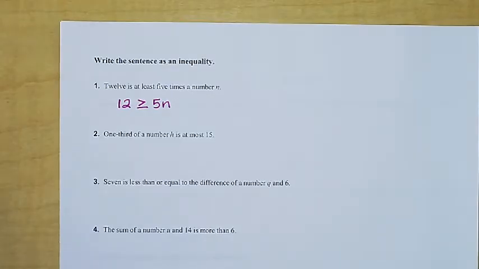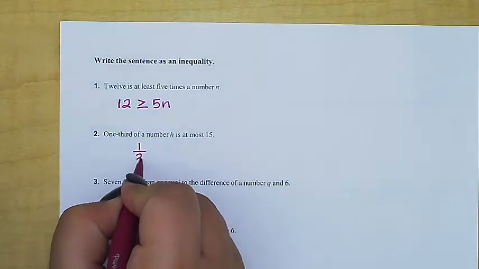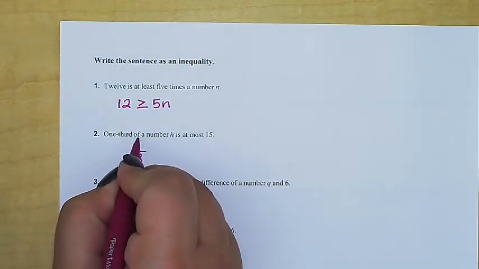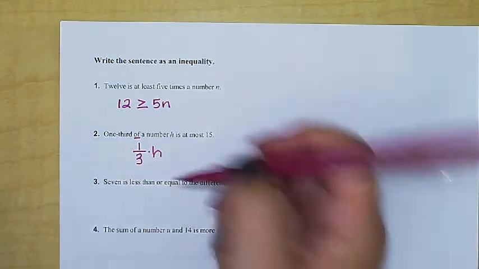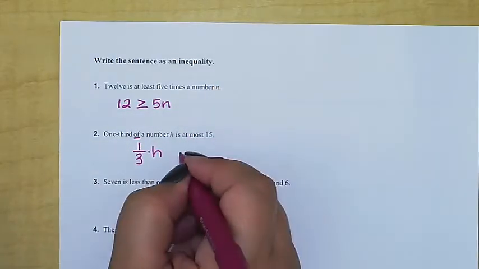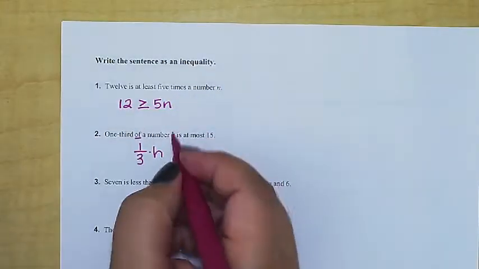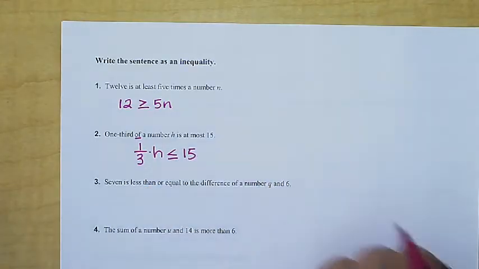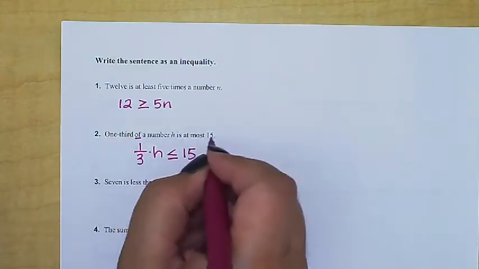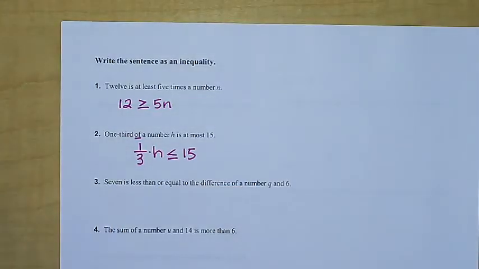This one says 1/3 of a number. So that part right there would be 1/3, this fraction. When we do 1/3 or a fraction of a number, that means we're multiplying it by that number. So that's 1/3 of a number. Is at most, again, be careful with that word. That means we actually need it to be less than or equal to that 15. Okay, that means if it's at most 15, that means we want it to stay under or equal, but not go past. So there it is.